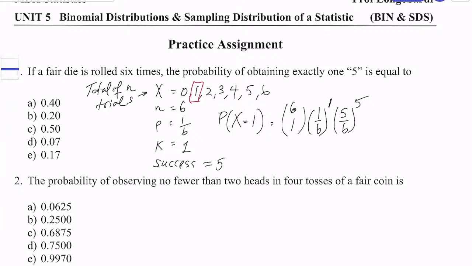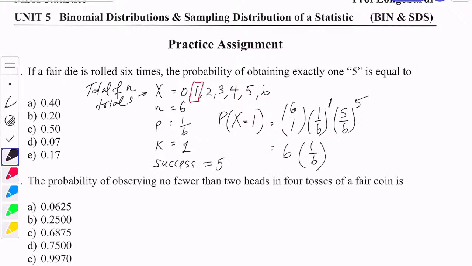So we just discussed any N choose 1, it's always N. This is going to be 6. This is 1/6 because anything to the power of 1 is itself. And the only thing we really have to punch into our calculator is the last. So these will cancel, and that will leave that amount.